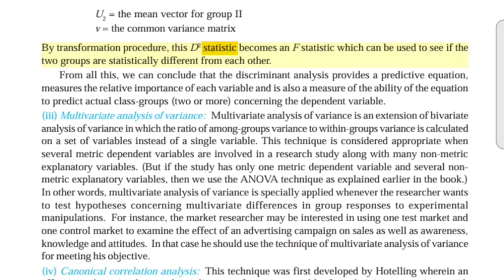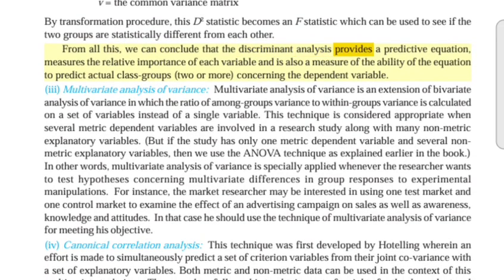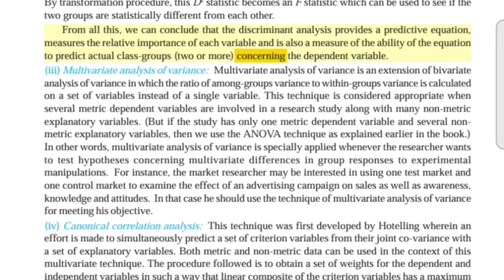This D squared statistic becomes an F statistic which can be used to see if the two groups are statistically different from each other. From all this, we can conclude that the discriminant analysis provides a predictive equation, measures the relative importance of each variable, and is also a measure of the ability of the equation to predict actual class groups, 2 or more, concerning the dependent variable.